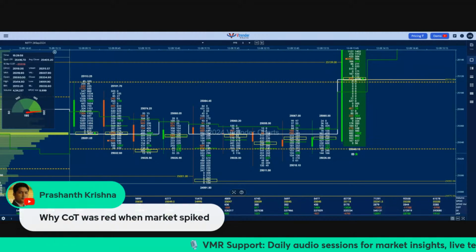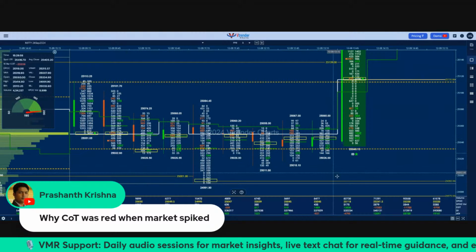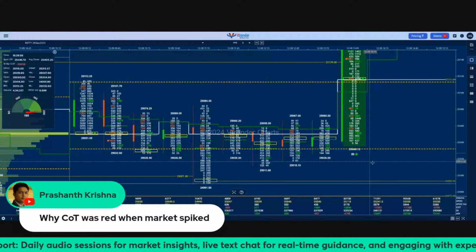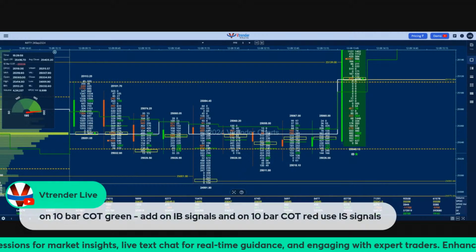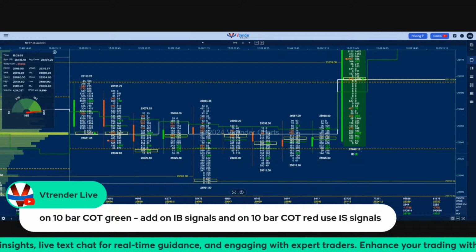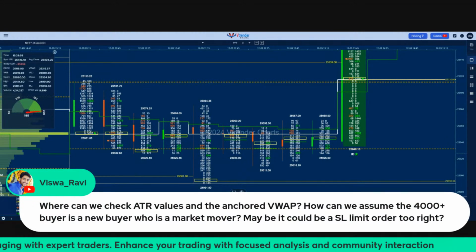So I've already answered this question. When the market spiked, caught was very much green. It was only later when profit booking came in that the caught started turning red. The ATR values are available in the option chart.